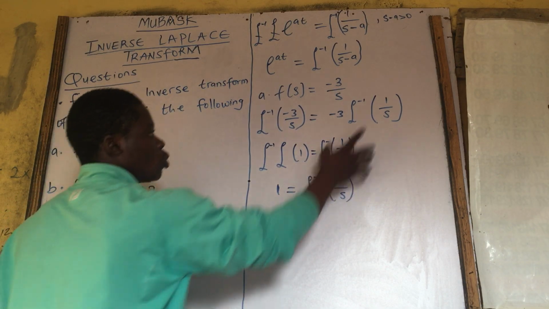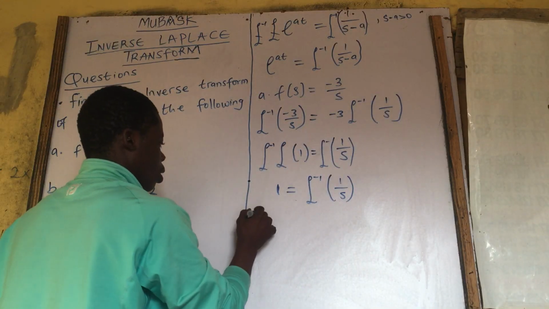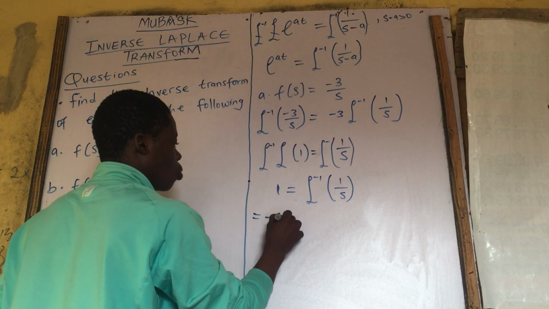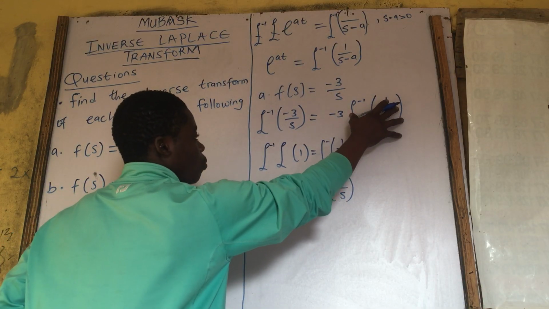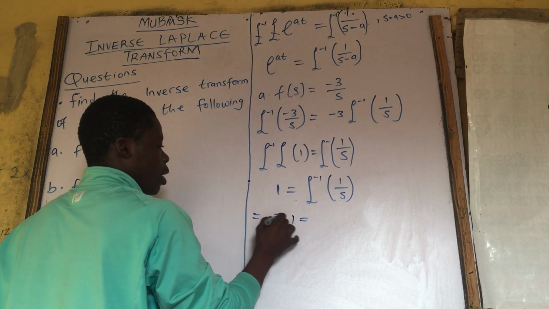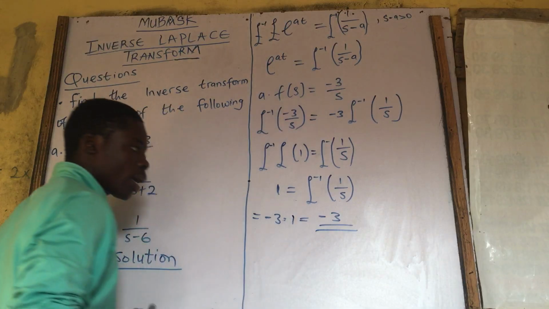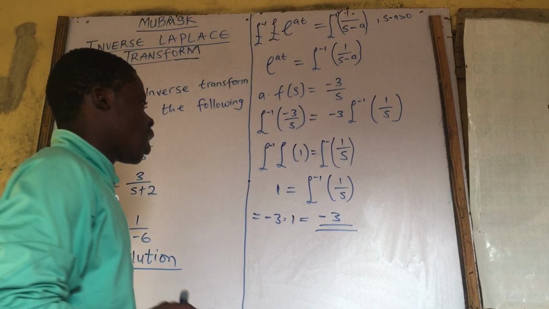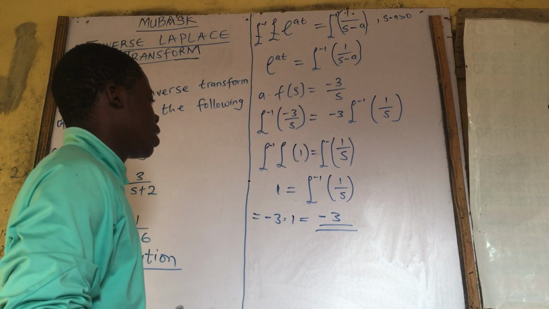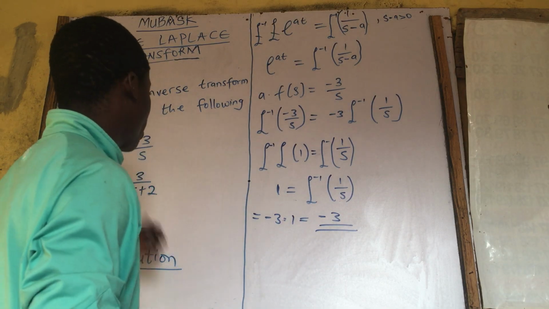That means we substitute into the question: minus 3 times 1 will give us minus 3. Can you see that the function has changed entirely? So this is the answer for question A.